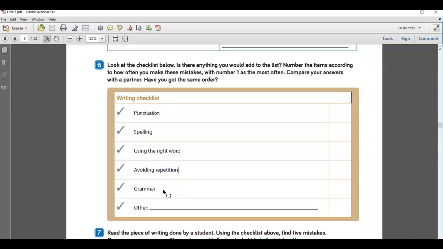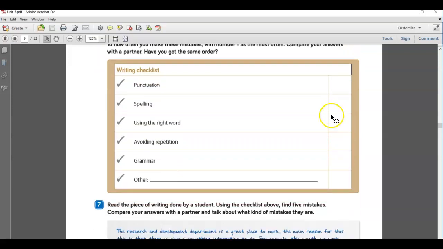Grammar, the use of tenses, or other problem? Just put which one is the biggest problem for you. Put number 1 against the biggest problem. Some students, they find the grammar is their main problem. You put 1 here. Which one comes after? Spelling, you put number 2. So on and so forth. Okay, after you do that, take 3 minutes to do that one. 3 minutes.